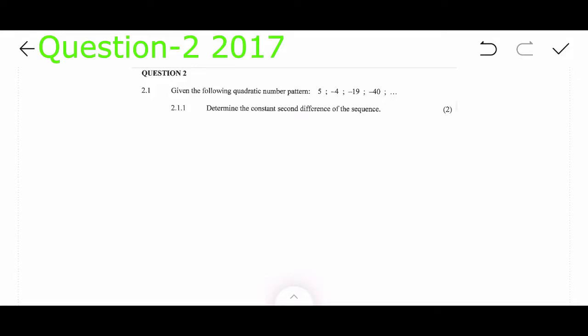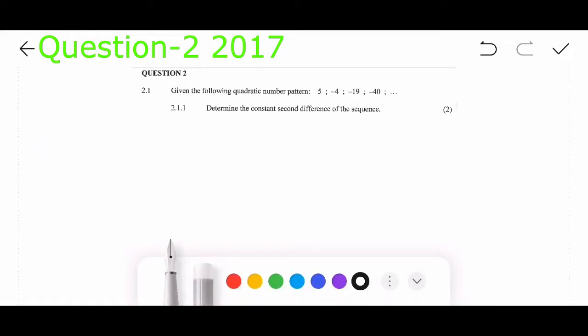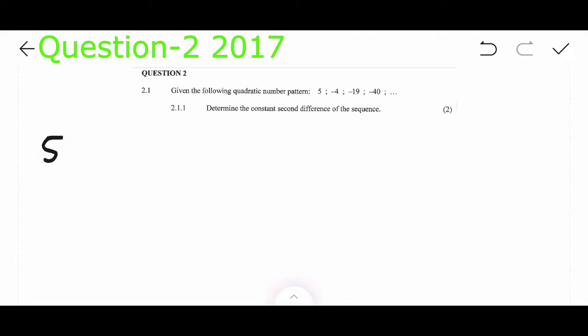In this episode, we're going to look at patterns, and in front of us here we have a quadratic pattern, and we have to determine the constant second difference. So we have 5, minus 4, minus 19, and minus 40.